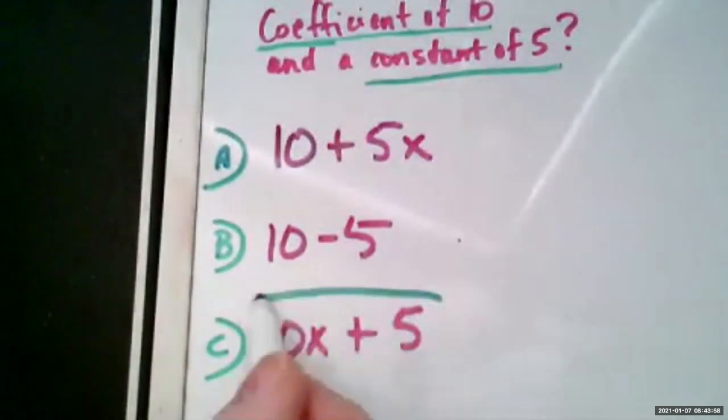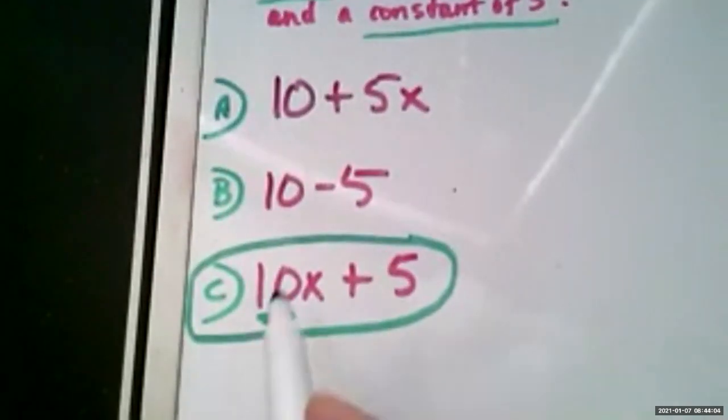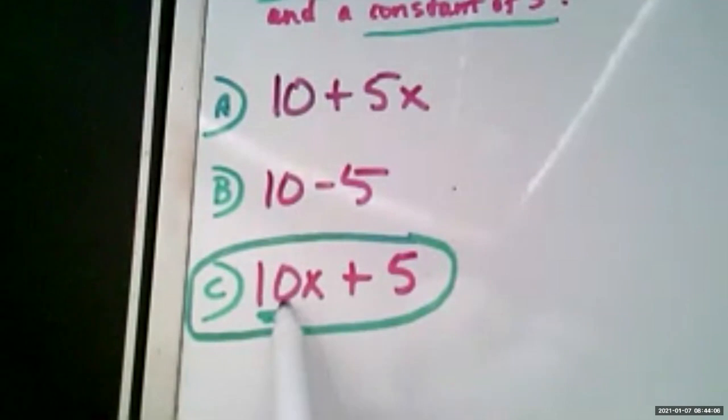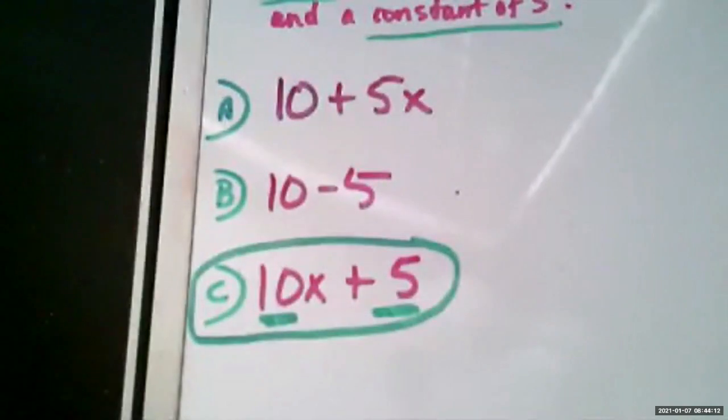A few people said a different answer, but the letter C here has a coefficient of 10 because 10 touches the X, and that makes it a coefficient, and a constant of 5. So the 5 remains a constant. Yahoo, let's go. I saw that. Yay, I got it. Yes, you did.